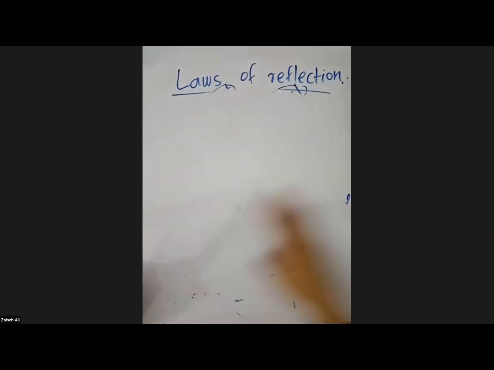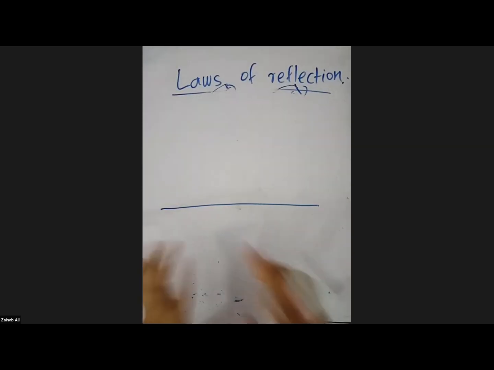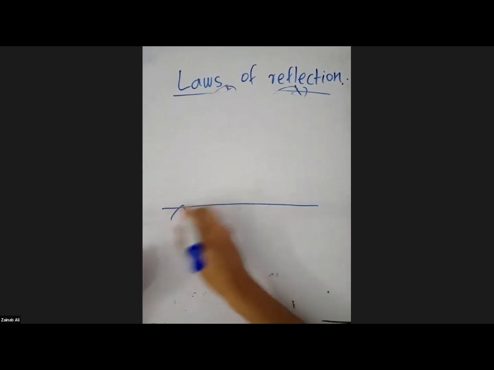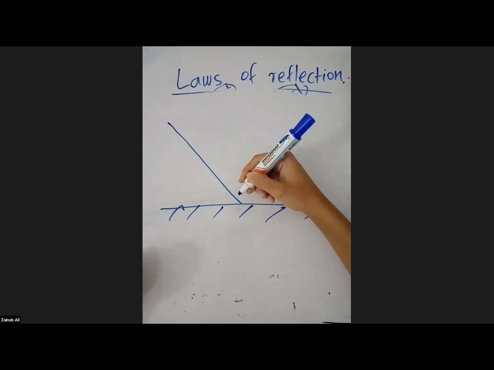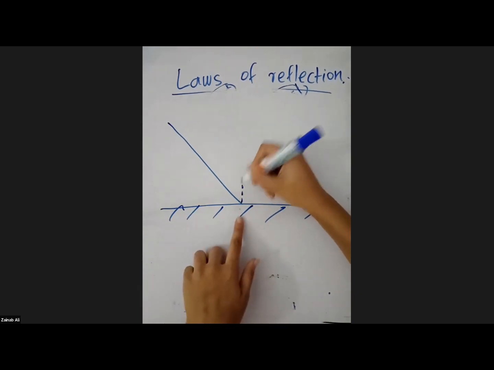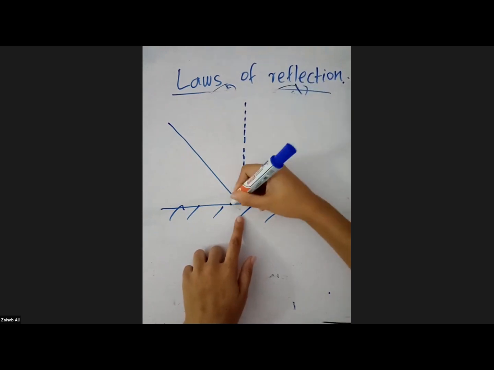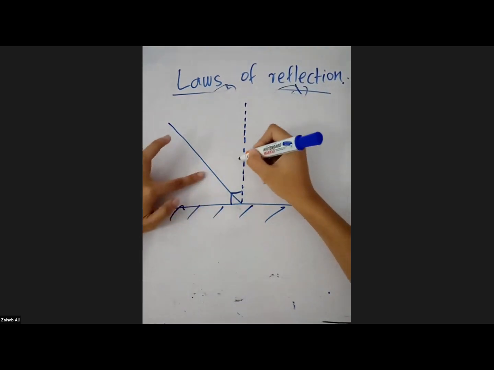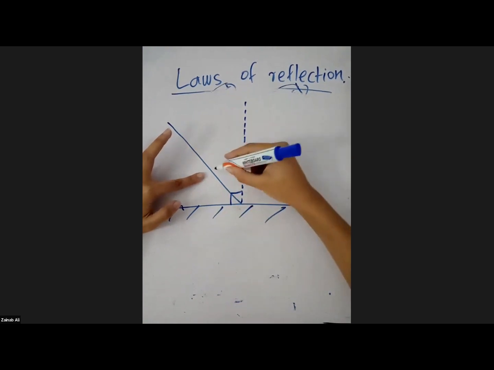So let's say I'm drawing a ray. Everyone take a ruler and draw a straight line like this, and draw a normal line like this, at 90 degrees. 90 degrees is the perpendicular line, which is the normal. Draw 90 degrees, and now take a protractor and measure this angle. So let's say I use the protractor and I'm measuring this angle.